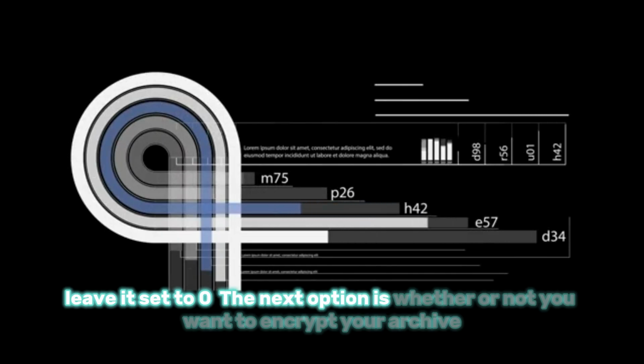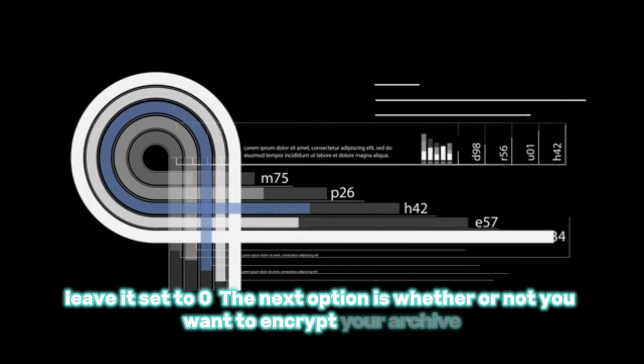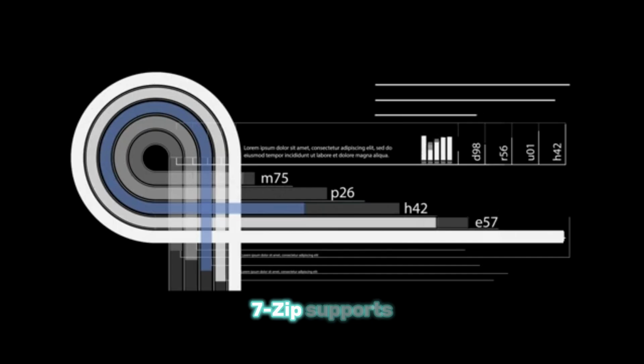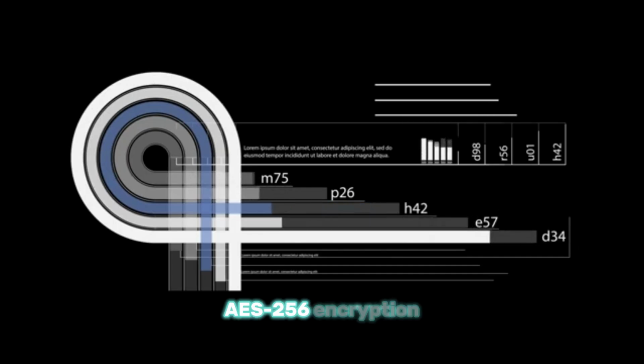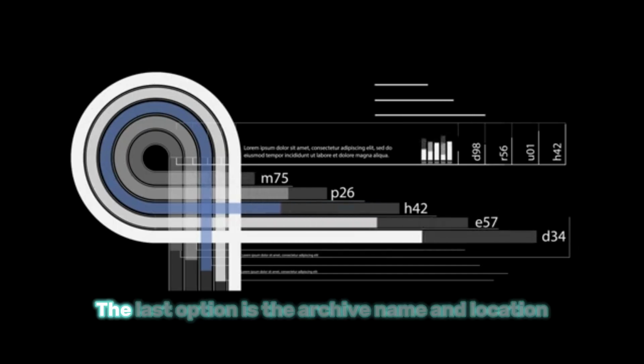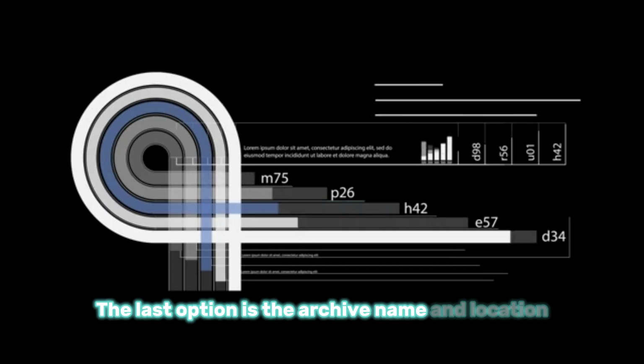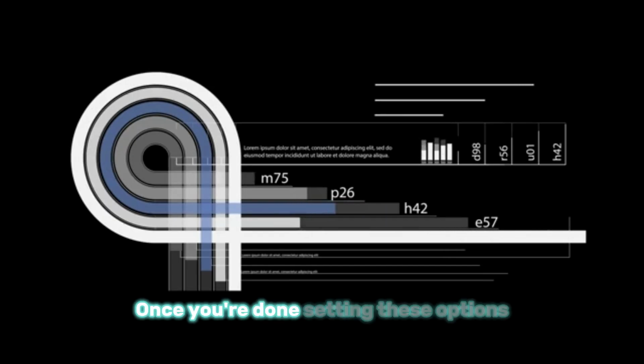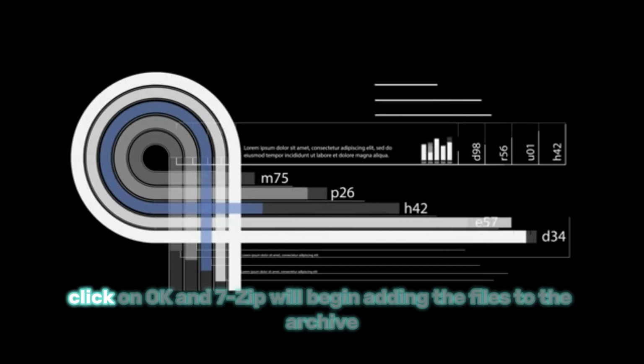The next option is whether or not you want to encrypt your archive. 7-zip supports AES 256 encryption. The last option is the archive name and location. Once you're done setting these options, click on OK and 7-zip will begin adding the files to the archive.